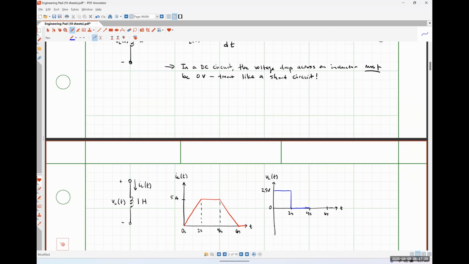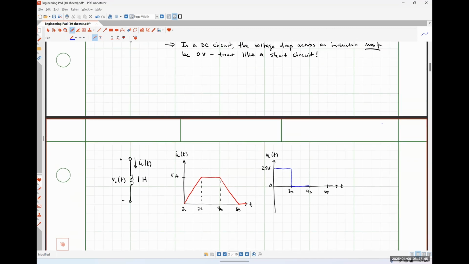And then what is our inductor voltage going to be over the interval from 4 seconds to 6 seconds? Negative 2.5, because our current is decreasing, so our slope is negative, right? And then from 6 seconds and beyond, where our current is a constant 0, our voltage will be a constant 0 as well. Okay.